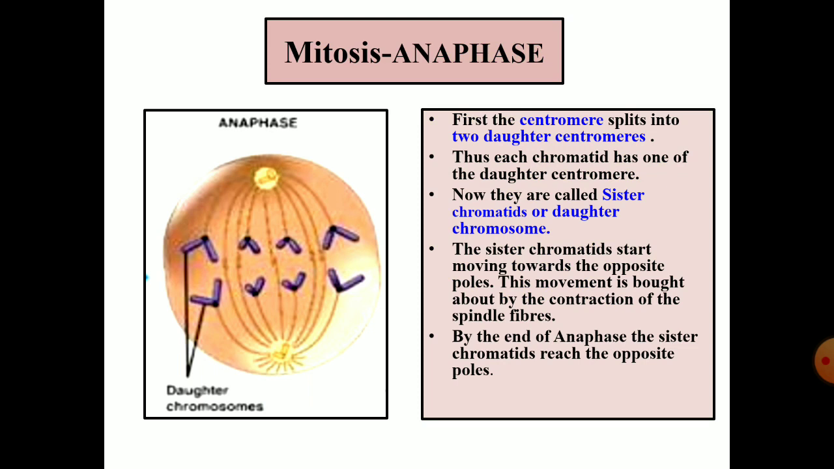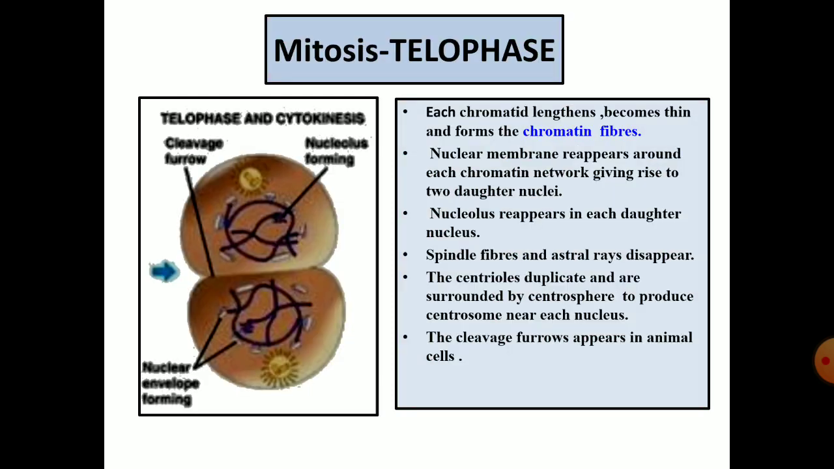By the end of anaphase, the sister chromatids reach the opposite poles. As soon as they reach the opposite poles, it marks the end of anaphase. Next comes the telophase. Each chromatid now starts unwinding. Unwinding, it becomes thin and forms the chromatin fibers once again.